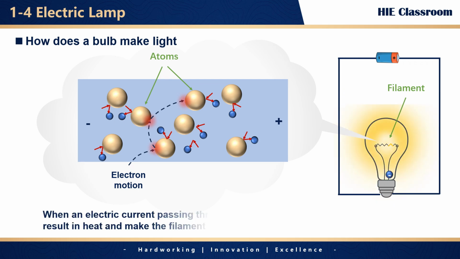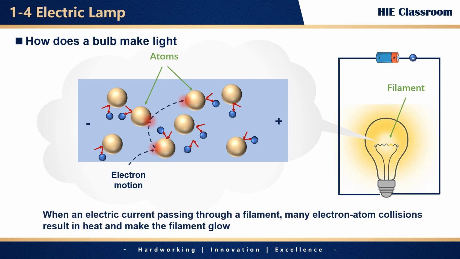Now multiply that by tons of electrons flowing together. These electron-atom collisions can go wild, and the heat can really add up until the filament glows white.